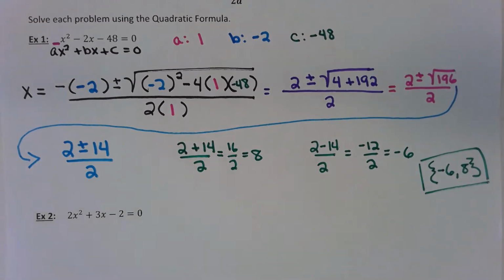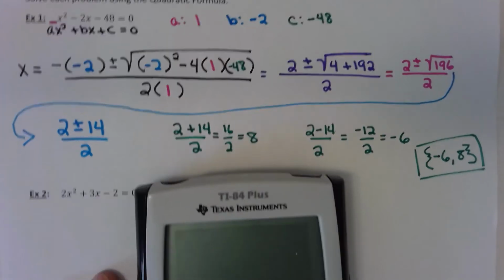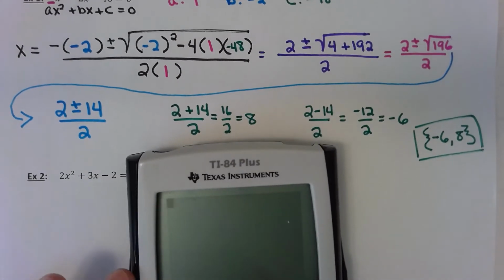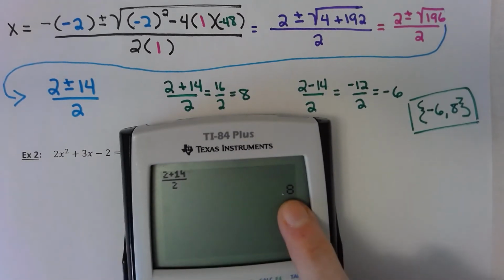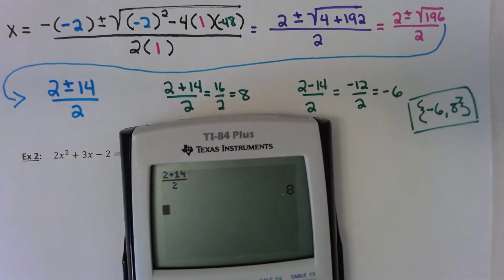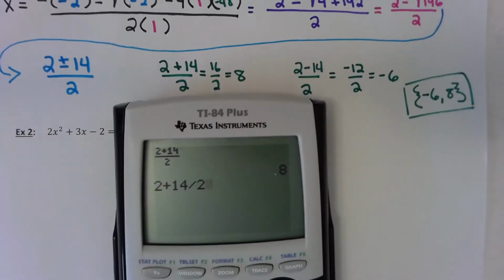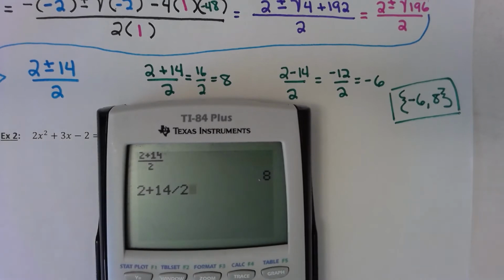Now, if you are lucky and you do have your calculators, you can type this in all at once. So alpha y equals enter, 2 plus 14 on the top, divided by 2. When I hit enter, I got 8. Now, one thing you do want to be careful about is do not type this. If you type it in like that without actually doing the top part first, it's going to give you a wrong answer.